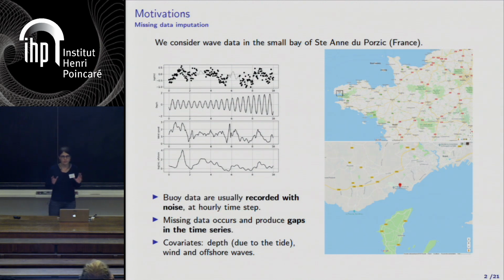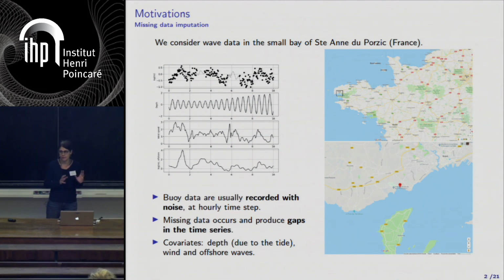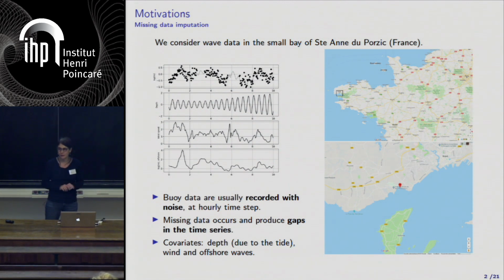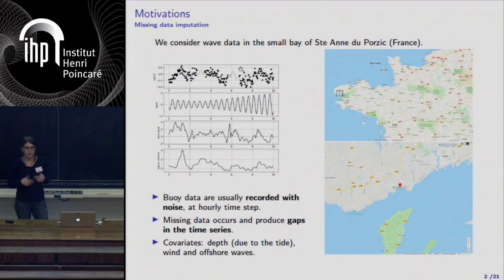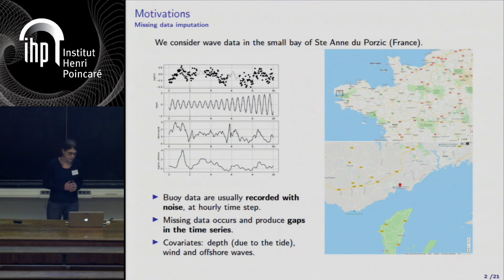So we are in a twin experiment because we have model outputs, and we will suppose that what is available are only the observations. So it means the dot points, and we want to filter the noise from these observations and also reconstruct the data where there are some gaps, because in buoy data you usually have a lot of gaps.